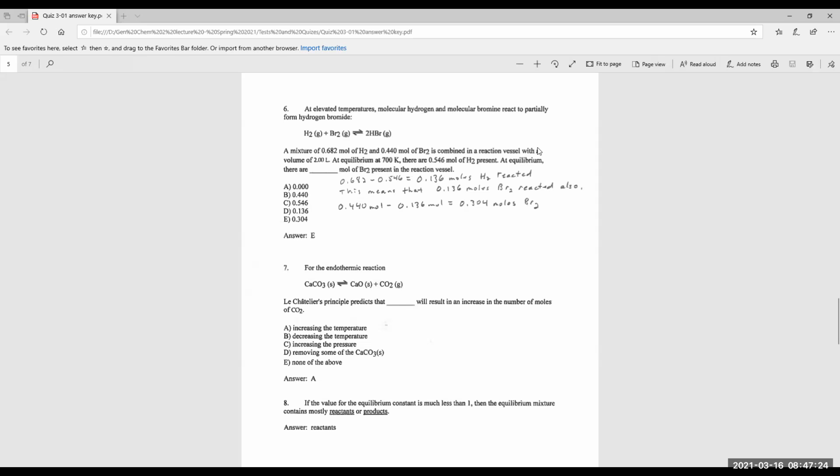Number 8, if the value of the equilibrium constant is much less than 1, then the equilibrium mixture contains mostly, and the answer for that is reactants. Remember, we have products over reactants. So if that denominator is really big, then it's going to be a smaller number. The denominator is the reactants.